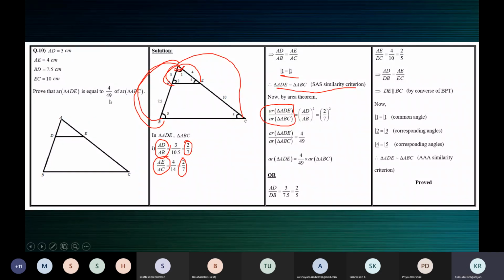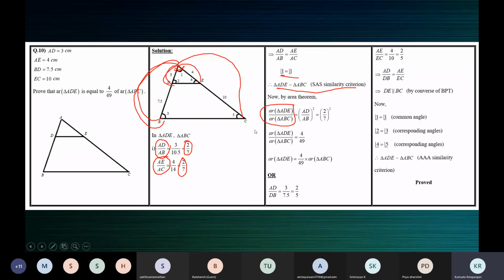I've not substituted the values correctly. I should have written AD by AB. AD is 3 and AB is 3 plus 7.5, which is 10.5. Oh, I've written the simplified form. Sorry, I didn't notice that. I was writing 3 by 10.5.